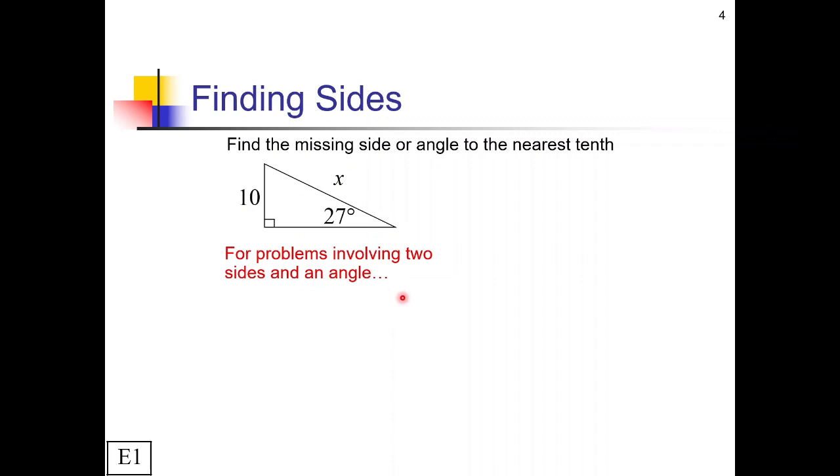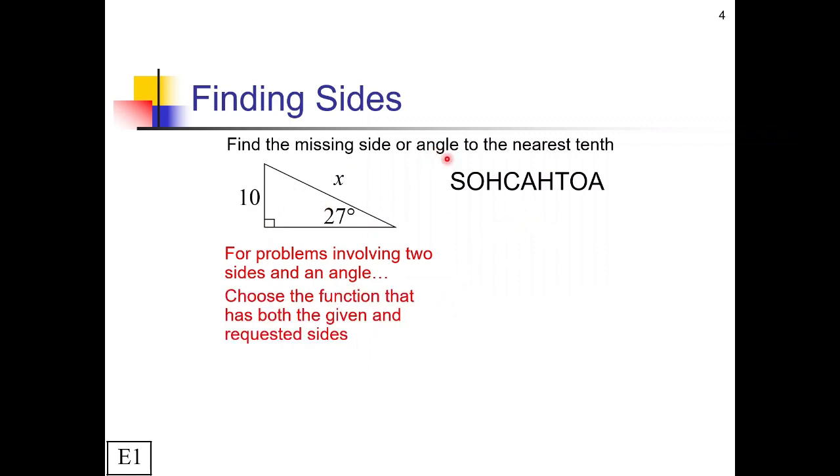So when you have one of these problems, good idea to write down SOHCAHTOA. If it's a right triangle, you can use this kind of thing. And then we need to choose the function out of these three that this acronym gives us that has both the given and the requested side involved in it. So you need to figure out, this 10, this x, which sides are they?